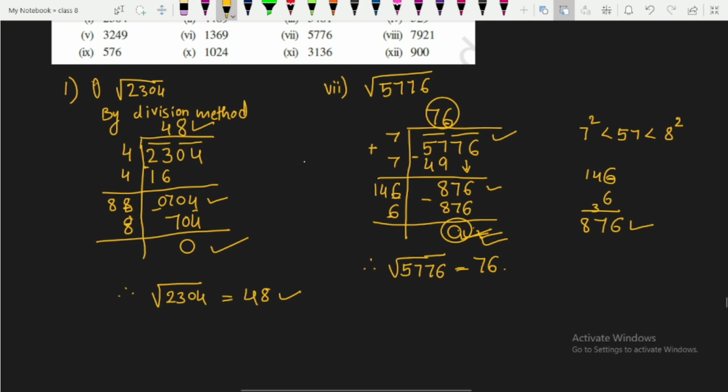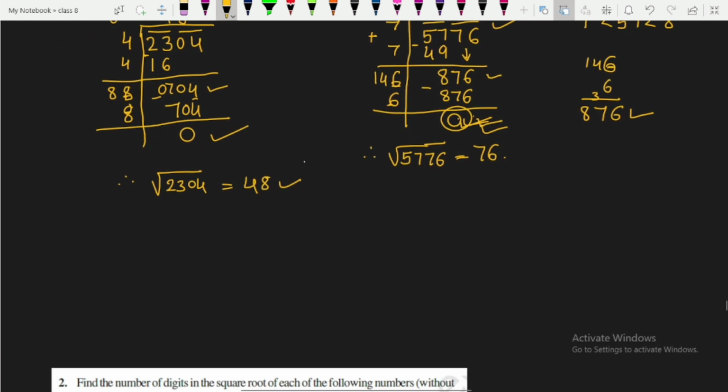We'll take question 3136, right? We'll take question number 9. So you can try this also last. Square root of 3136. So I want to find the square root of this again. 3136.